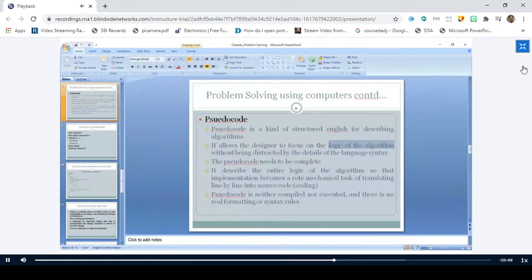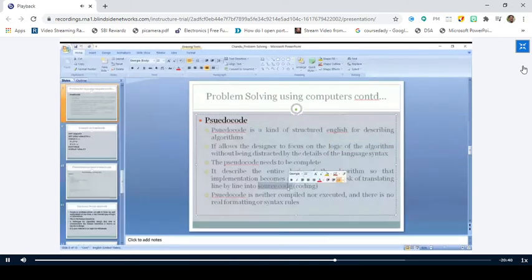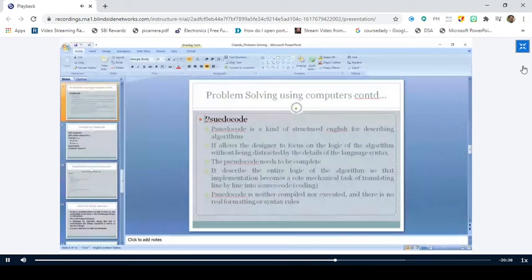And another important point regarding this pseudocode is that it can be converted into the source code. You know what a source code is, right? These are nothing but the programs that are written in any programming language. Either you can make use of C, C++, Python, whatever it may be. You can use any programming language and write the source code, right?